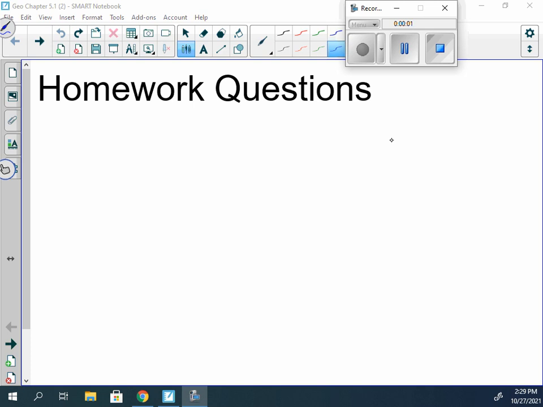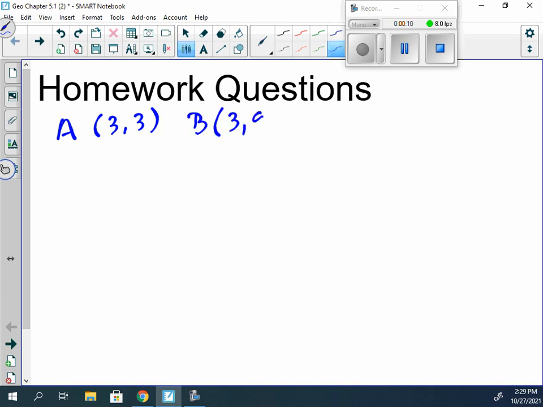Before we get started with today's lesson, we're going to look at problem number 8. They tell us point A is (3, 3). Point B is (3, 9), or not (3, 9), (6, 9). And point C is (6, -3). We're wanting to determine or classify it by its sides and then determine whether it is a right triangle or not.